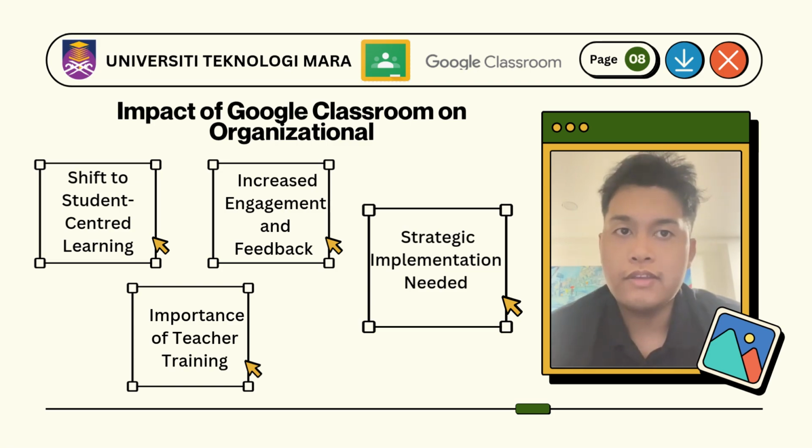On this slide, we can see the impact of Google Classroom on an organization. First, Google Classroom encourages a shift to student-centered learning. Students become more active in their learning while teachers act as facilitators. Second, it increases engagement and feedback. Teachers can easily communicate with students, provide feedback quickly, and monitor their progress.